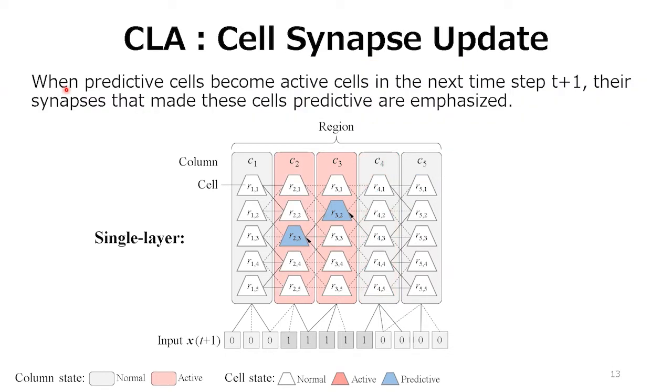When predictive cells become active cells in the next time step t plus 1, their synapses that made these cells predictive are emphasized. In this case, these predictive cells are involved in active columns at the next time step t plus 1. They then become active like this. Also, their synapses that made these cells predictive are emphasized.